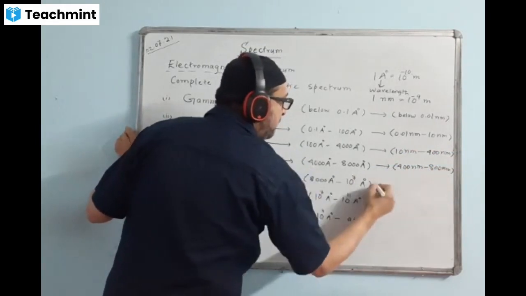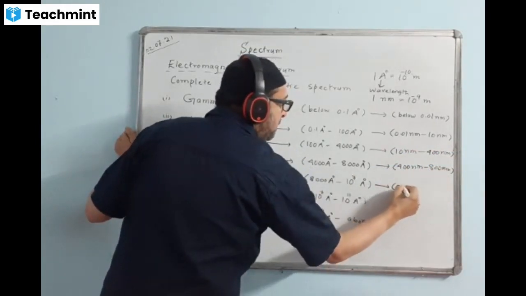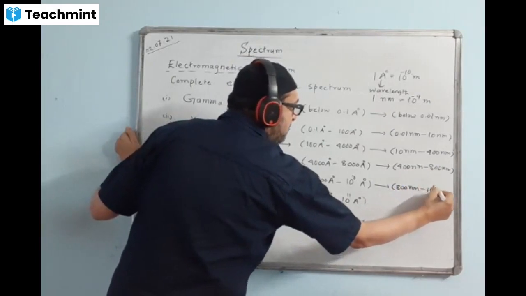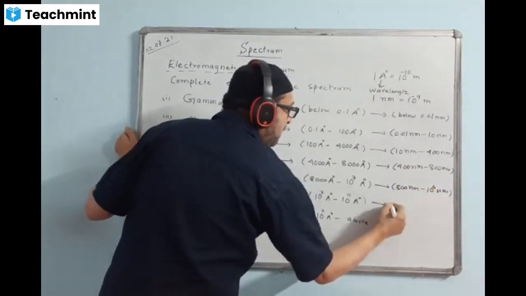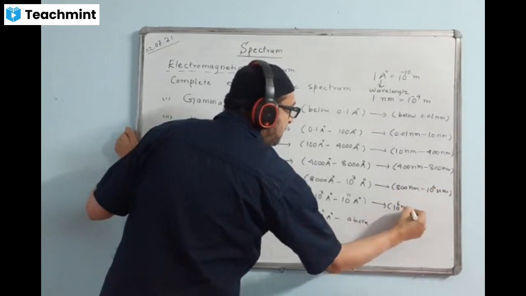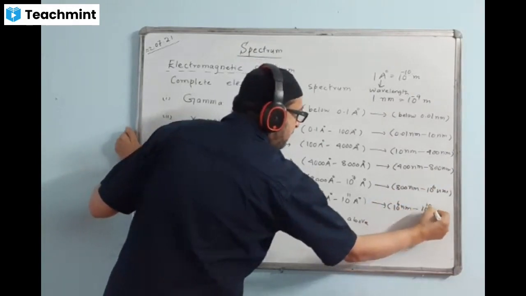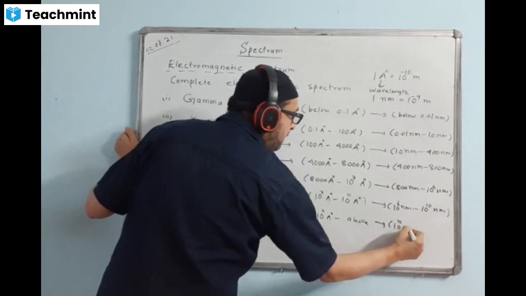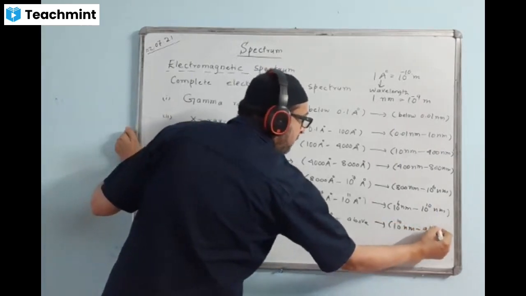Write the values in terms of nanometer also. 800 nm will be same as 10 to the power of 6 nm. Here infrared will come 10 to the power of 6 nanometer, and microwaves from 10 to the power of 6 nanometer to 10 to the power of 10 nanometer. And radio waves will come 10 to the power of 10 nanometer and above.